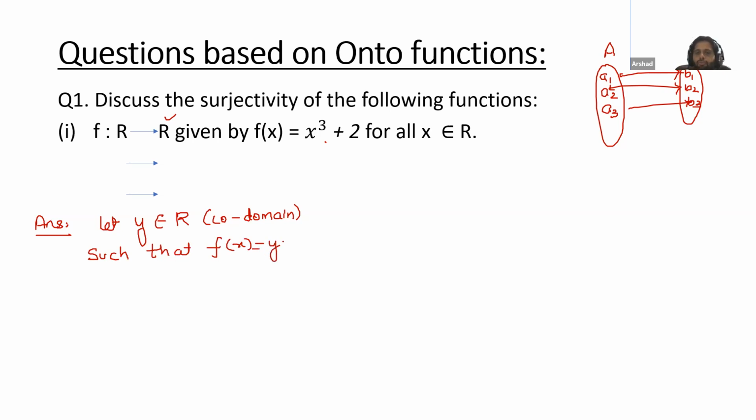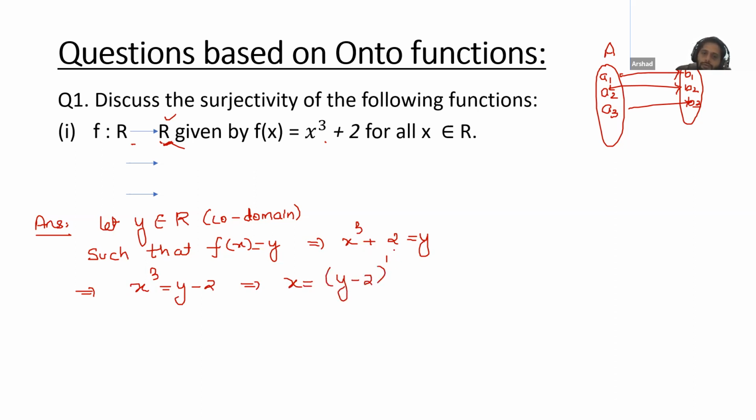Okay. So what is the first step? First, you need to assume a value from the second set. What is the second set called? Please write here codomain, because both the sets are the same, so you might get confused. That's why always write codomain such that f(x) is equal to y. Now, what is f(x)? f(x) is x cube plus 2 is equal to y. Now you need to find the value of x in terms of y. So you need to write x cube is equal to y minus 2, and then x is equal to (y minus 2) to the power 1 by 3.